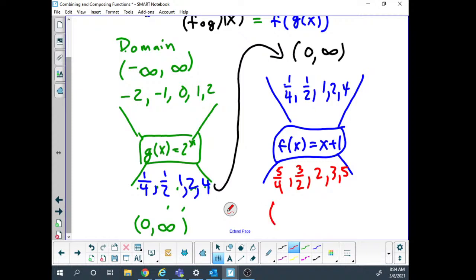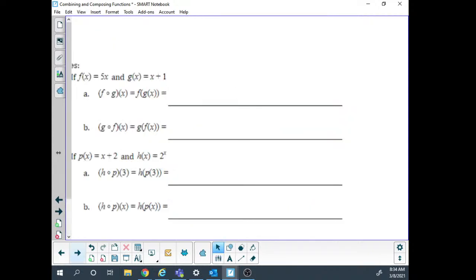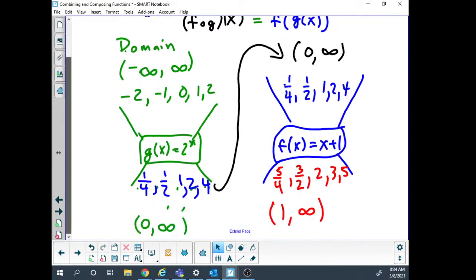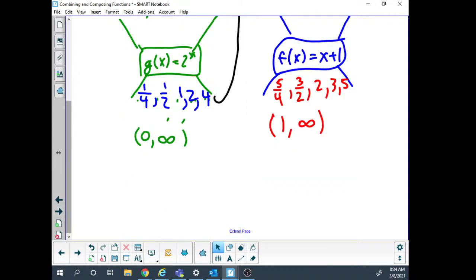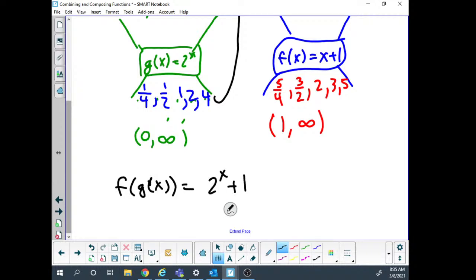What would the range of this new composite function be? Yeah, 1 to infinity, right? Not including 1, there's no way we could get 1, right? So, looking at those functions combined, f of g of x would be 2 to the power of x plus 1.